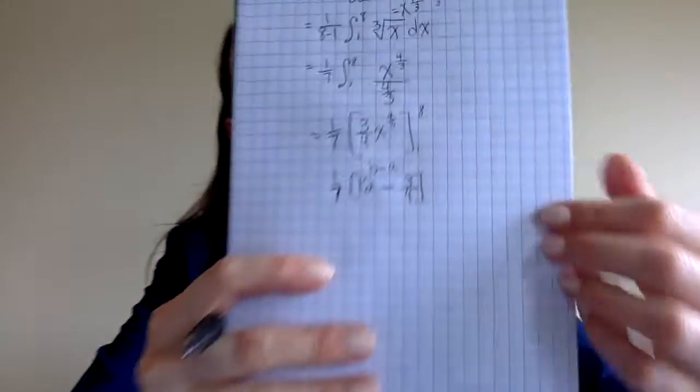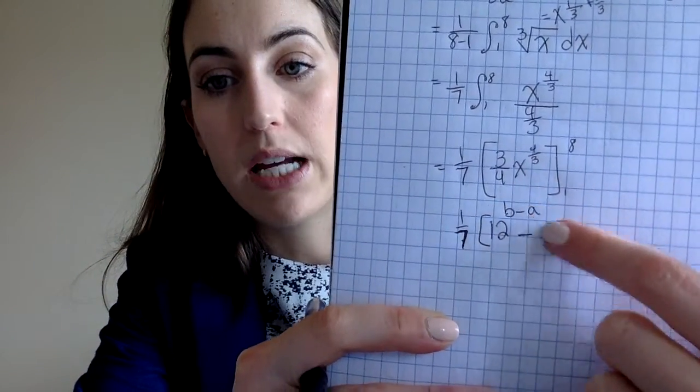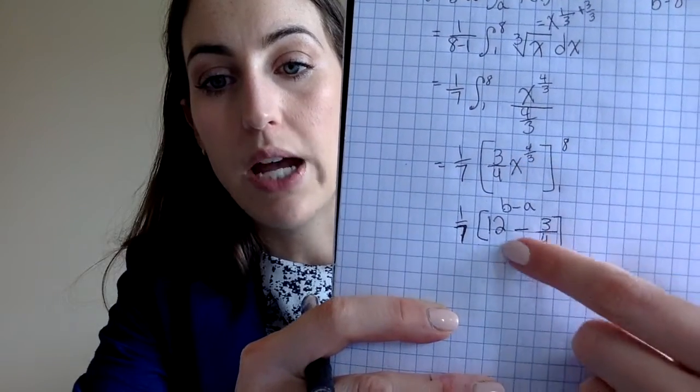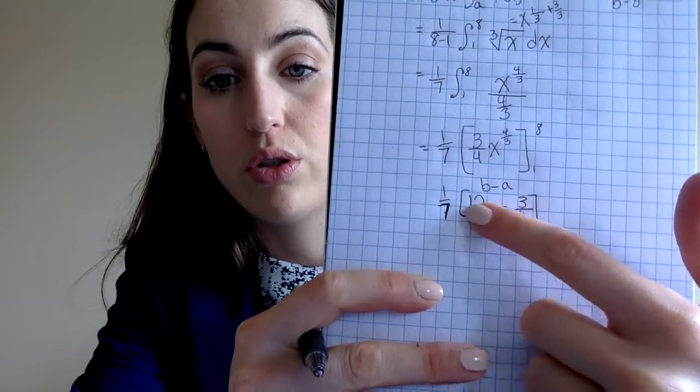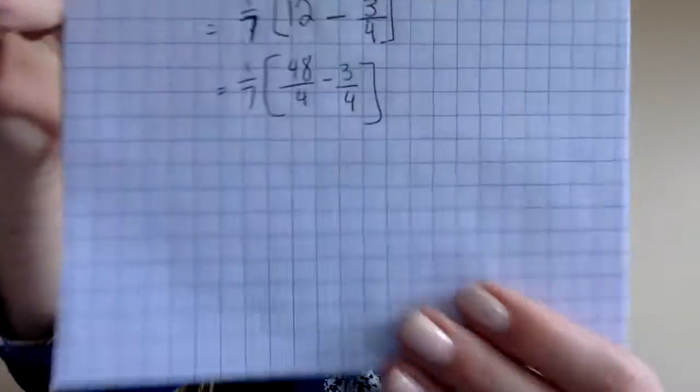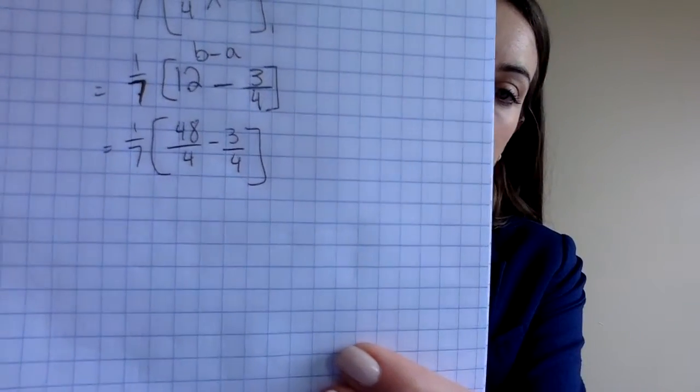Now, we remember it's b minus a. So when we put 8 in here, we got 12. When we put 1 in here, we got 3/4. So let's subtract those two. Let's keep common denominators. So 12 times 4/4, so 48 over 4 minus 3/4, and then 48 minus 3 for our 45 over 4.